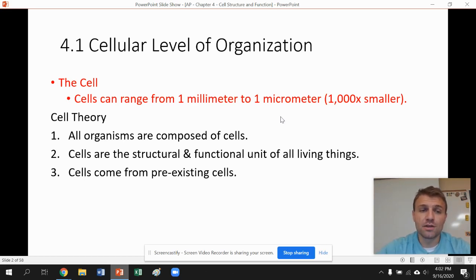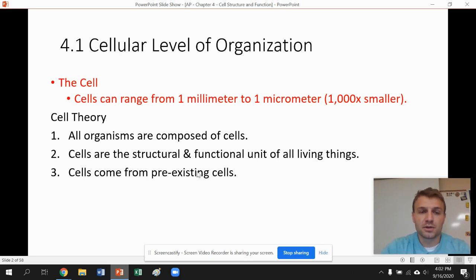That being said, the cell theory, there are three main parts. First part is all organisms are composed of cells. No duh, right? Like everyone should know that by now. Cells are the structural and functional unit of all living things. So we don't consider anything smaller than a cell to be living. So macromolecules, atoms, molecules, organelles, they're not technically living. The cell is like the most basic unit of life that we have.